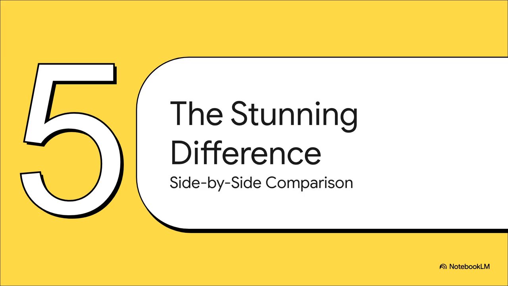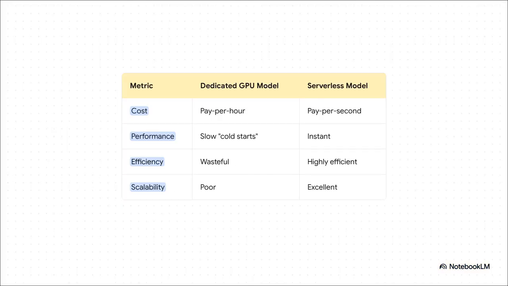Okay, so now we get it. We have the old 18-wheeler model, and we have the new smart team of experts model. So let's put them head-to-head and see what the real difference is. And I gotta tell you, the results are pretty stunning. I mean, come on, look at this. It's a total knockout. The serverless model just wins, hands down, on every single metric. When it comes to cost, you're paying per second of work, not for an idle hour. Performance? It's basically instant, because those experts are always warmed up and ready to go. No more cold starts. Efficiency is through the roof, because you're using the exact right hardware. And scalability is amazing, because each little pool of experts can scale up or down all by itself to handle demand. It's just a completely different ballgame.